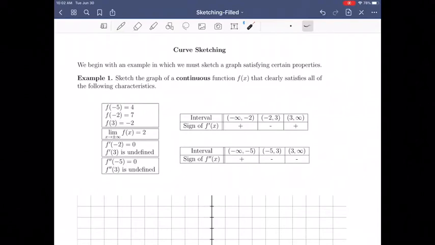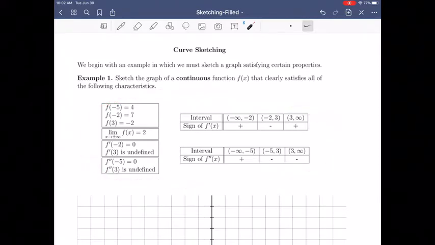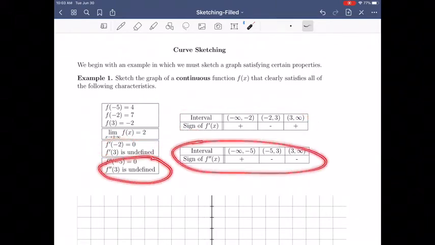In this video, we're going to do some curve sketching. So we're going to begin with an example where we know the function's a continuous function, so it doesn't have any jumps or asymptotes or anything like that. We don't know the equation for the function though, we just know some information about it. Okay, so some information about the function, some information about the derivative of the function, and some information about the second derivative of the function.